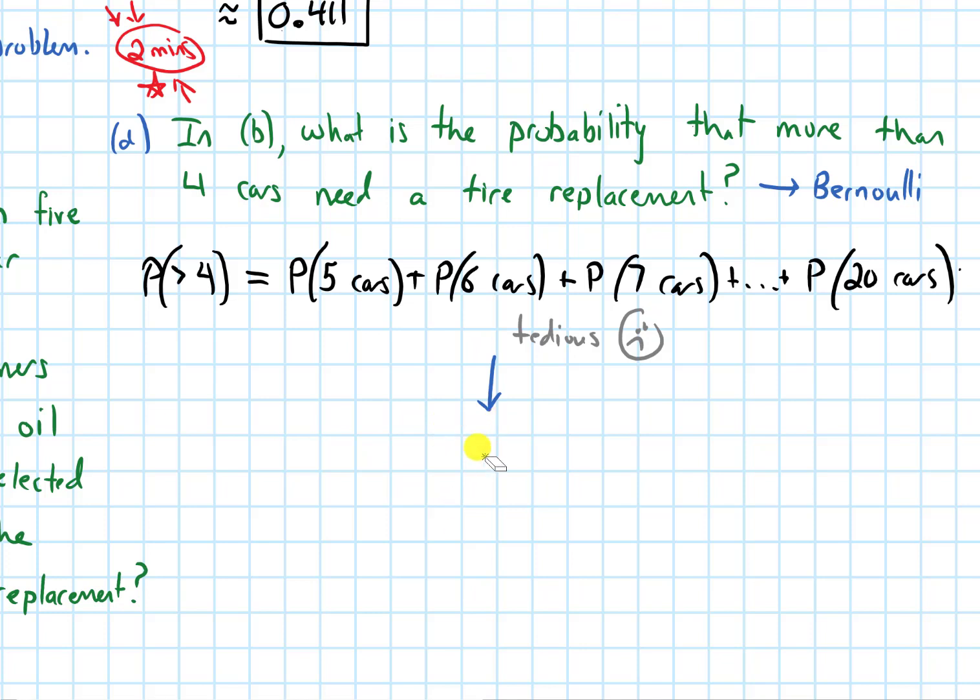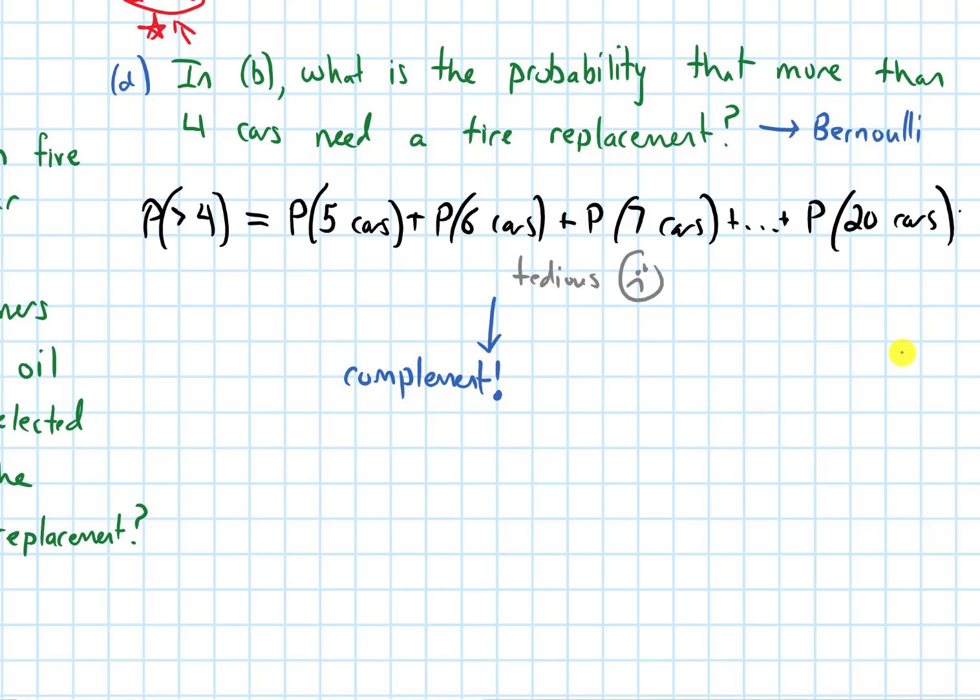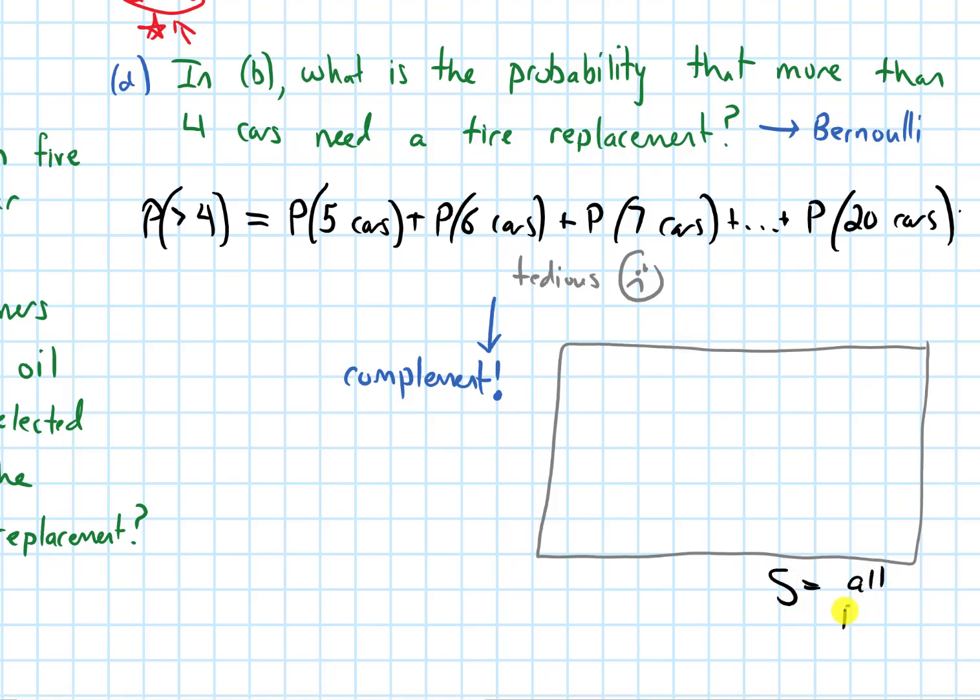And often, if counting something directly in this way is tedious, we think to try the complement. Let me give myself some more room here. We're going to try the complement. And to help us see what the complement is, I'm going to draw a Venn diagram. So let's make a rectangle for our universal set S. And S is just going to represent all the possibilities. All the different numbers of cars that we could have who need a tire replacement.